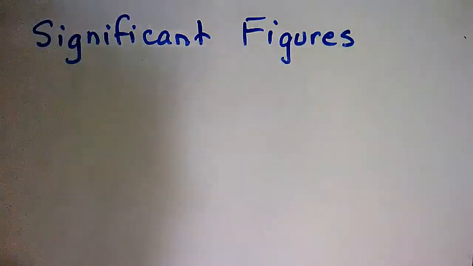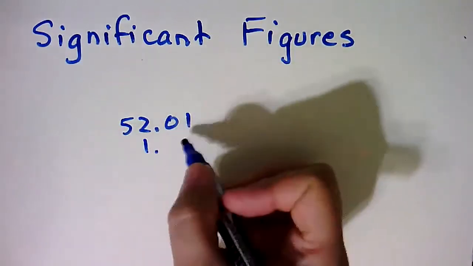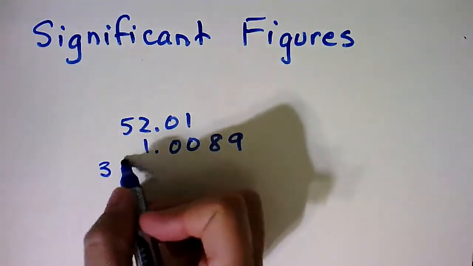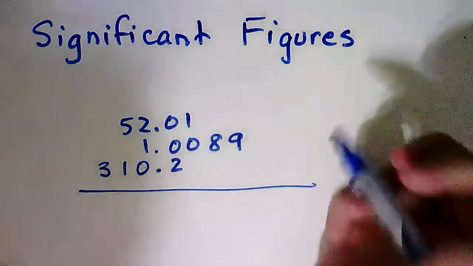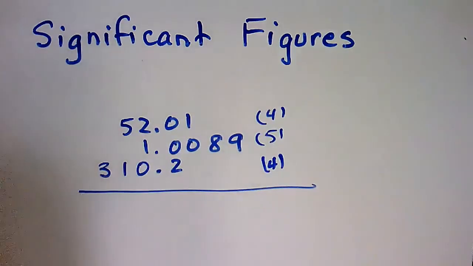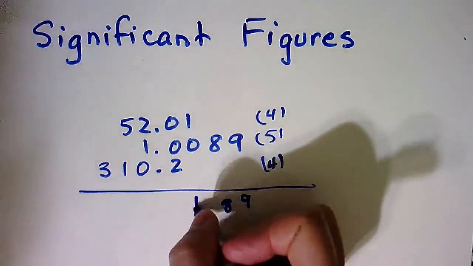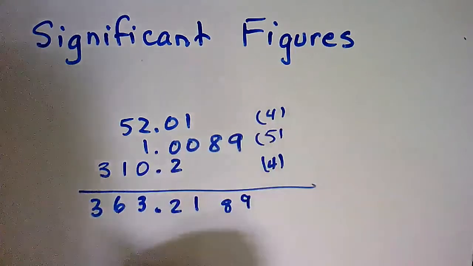Now let's look at another example. Okay, so we're going to add these numbers. Now, this number has four significant figures, this number has 5, and this number has 4 again. But that's not what's going to determine the number of significant figures in the final answer. The way we do this is first we just add. So 9, 8, 1, 2, 363. Okay, so we add it up.